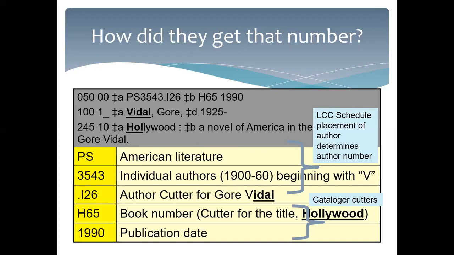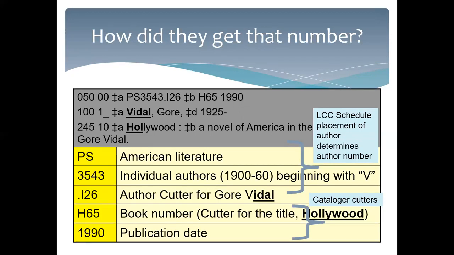Look at the PS. What is PS? PS is American literature. All right, so let me look in the American literature section. Let me look in PS. So I'm going to look, and then I find 3543, and that's for individual authors 1900 to 1960, beginning with the letter V. So that's exactly where Gore Vidal would be, right? So, you can deconstruct these and do some reverse engineering, and that will help keep your skills sharp. And you may even find some things that you have questions about. But it's a good exercise in terms of looking at it.